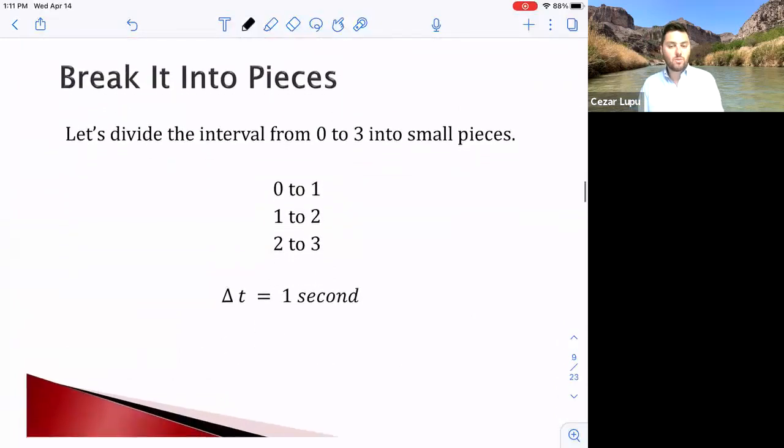So let's divide. So what we're going to do is the following. We're going to divide the interval from 0 to 3 into small pieces. And we can do this in a very nice way.